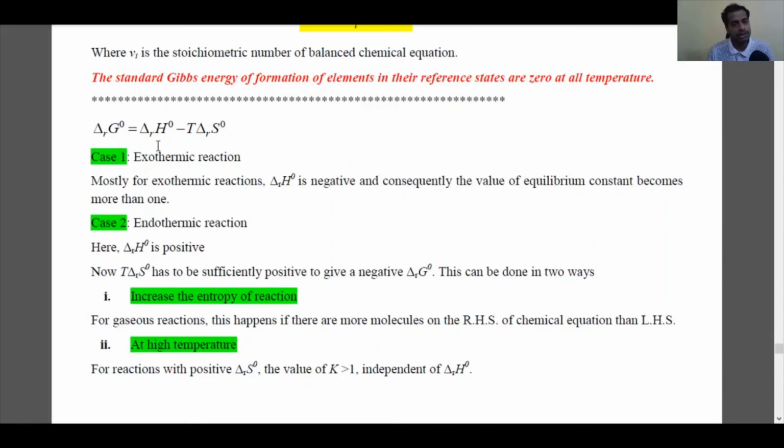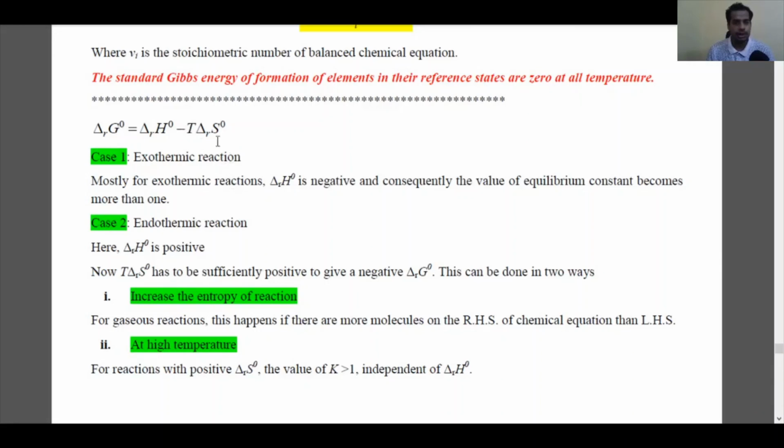Now what will happen to the endothermic reaction? Endothermic reaction means this delta R H0 will be positive. Now in the RHS there are two terms, one term is positive and the second term is negative. So the reaction will proceed only when this total term is negative. When the change in free energy is negative, only then will the reaction proceed. So for an endothermic reaction, this T delta S term should overcome the magnitude of the enthalpy term, and that can be done in two ways. Either you increase the entropy or you increase the temperature.